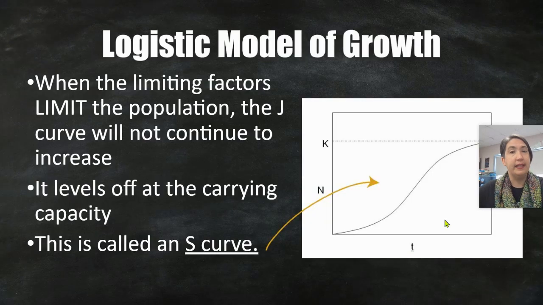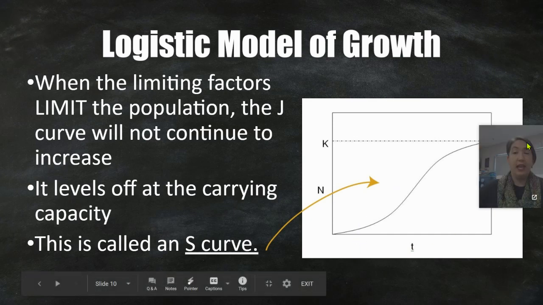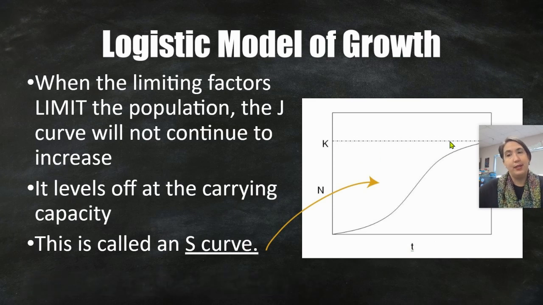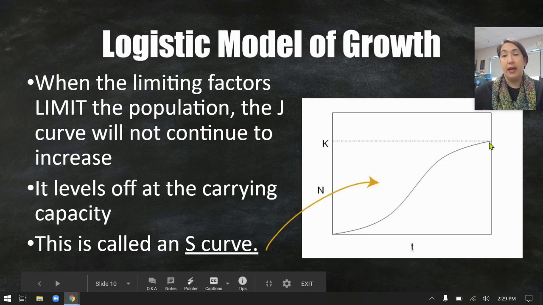Last thing we want to think about here is the logistic model of growth. When density-dependent and density-independent limiting factors limit my population, the J-curve will not continue to increase. It levels off at the carrying capacity. Remember, that's this K here. I know carrying capacity starts with CC, but we use a K on the graph. When the carrying capacity is reached, the curve levels off and becomes an S curve. So it levels off because the environment can't support more organisms than my carrying capacity.